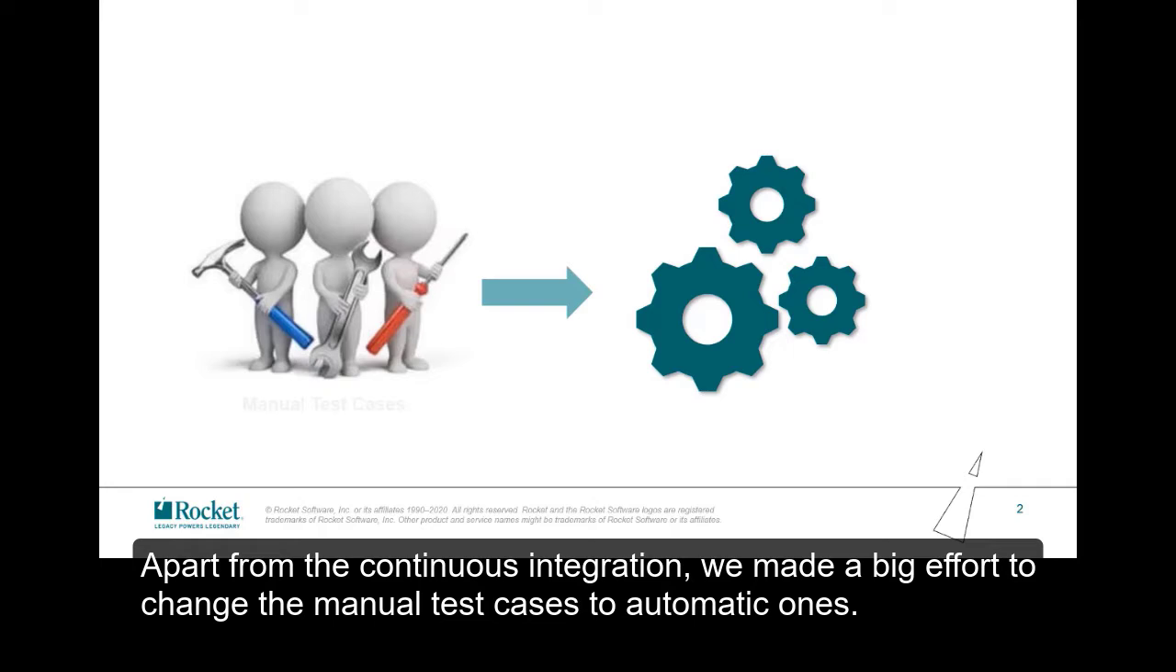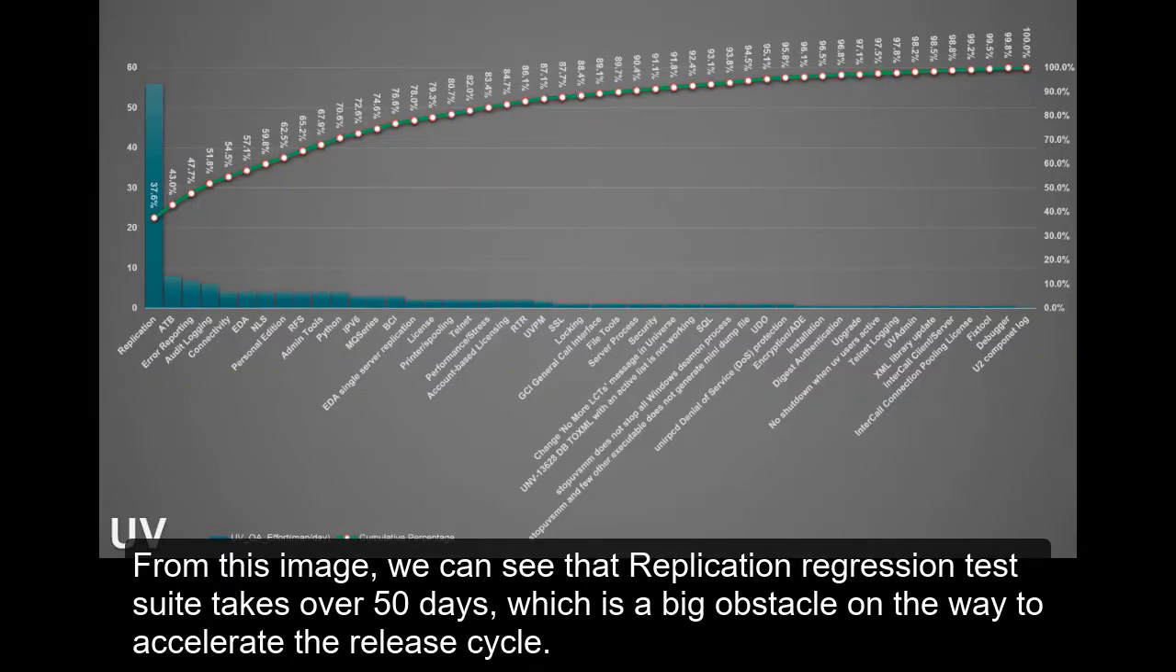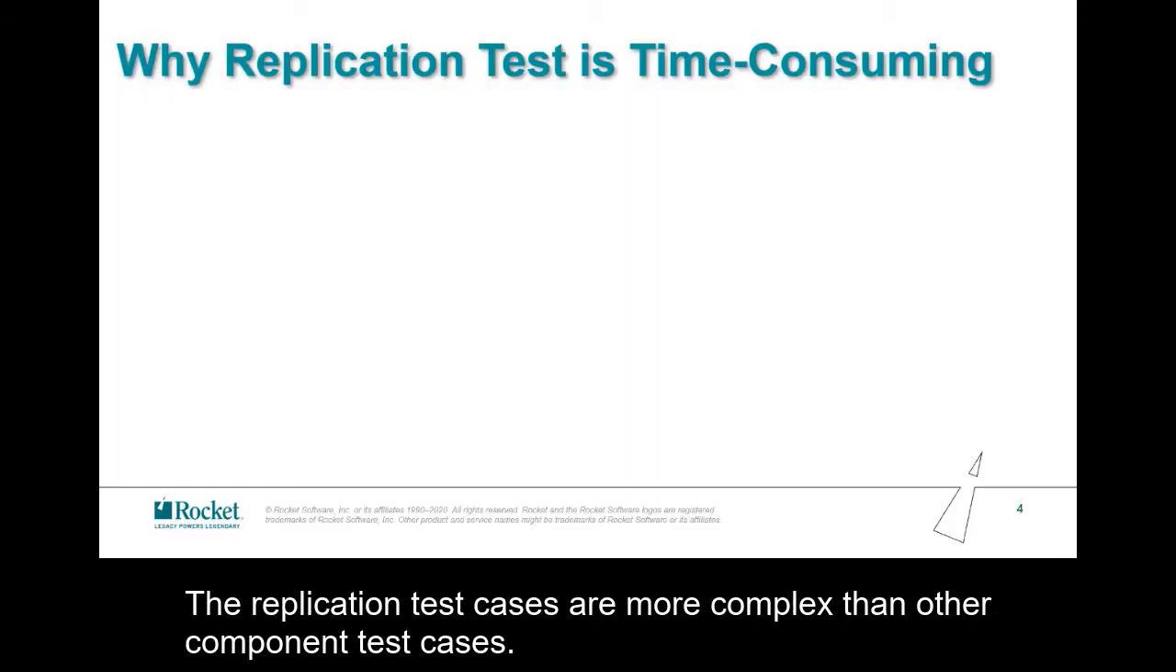Apart from the continuous integration, we made a big effort to change the manual test cases to automatic ones. From this image, we can see the replication regression test suite takes over 50 days, which is a big obstacle on the way to accelerate the release cycle. The replication test cases are more complex than other component test cases.